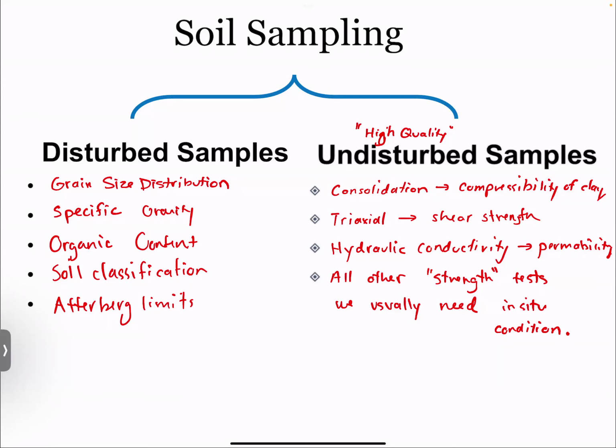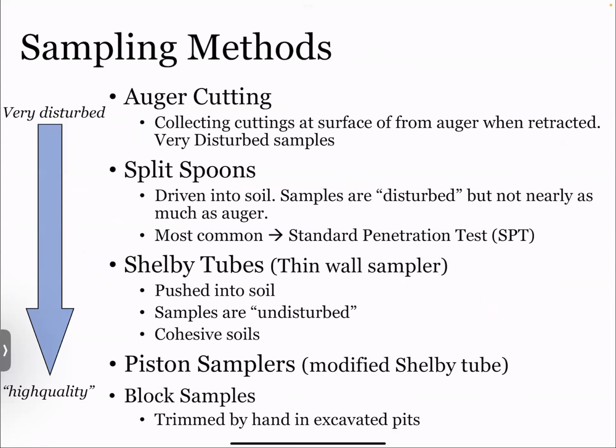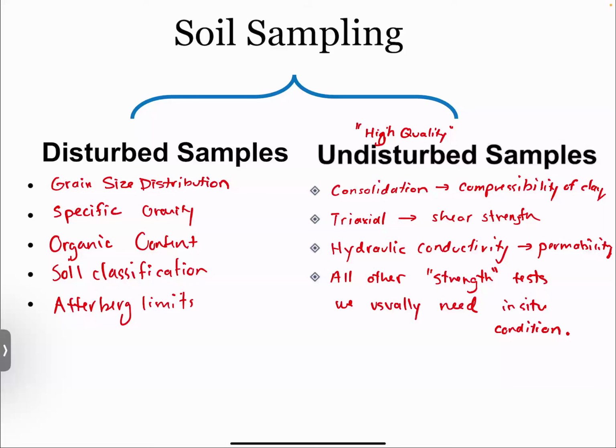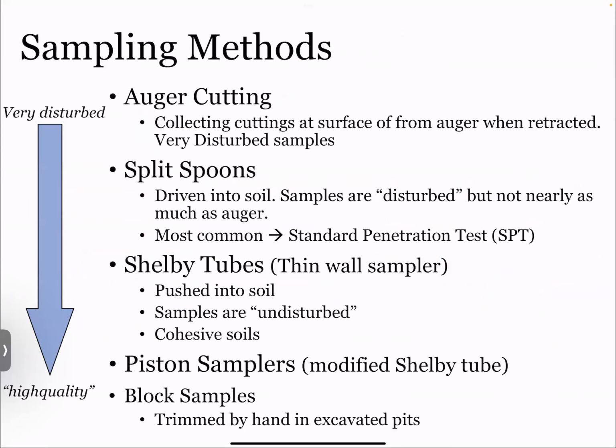So the different sampling methods here. Do you need me to go back? We've drilled our borehole at our site, and now we need to choose the sampling method. These are the range of the different types of sampling methods, from auger cuttings all the way up to piston samplers. And this ranges from disturbed to high quality. We'll talk about each one in a little bit.